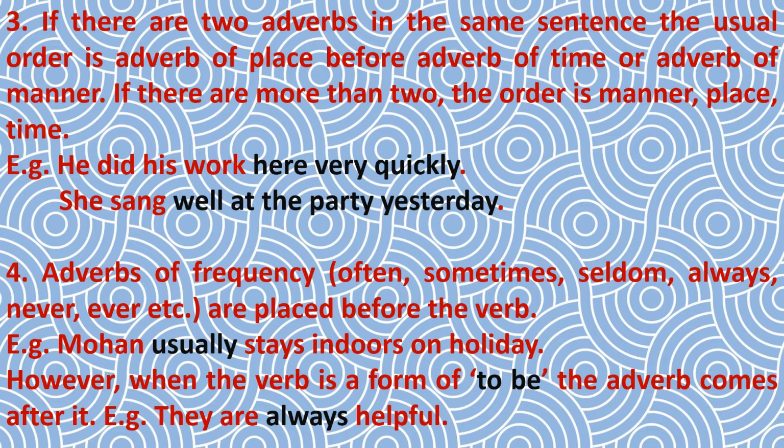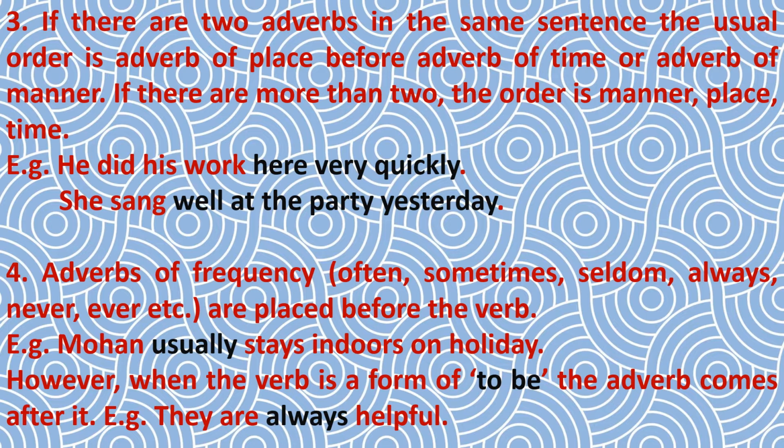Here I have given both examples, children, so that you can understand. Number 1 is the example where you have two adverbs: he did his work here very quickly. Here the word here shows place, so we have put the adverb of place first. Very quickly shows the manner, so we have kept it after the place. Whenever there are two adverbs in the sentence, the format is first the adverb of place and then the adverb of time or manner.